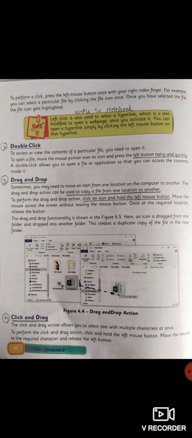So to perform a click, students, all we need to do is simply press the left mouse button once. That is also known as a left click. When you perform this action once and you leave the button, it's known as a click, like a single click.